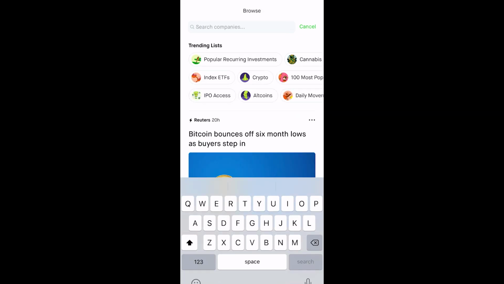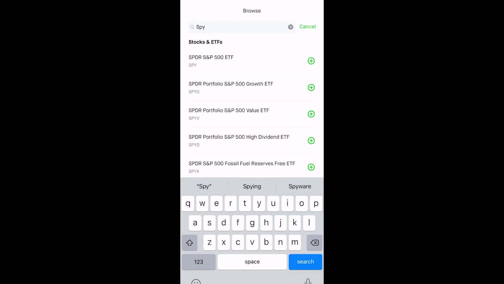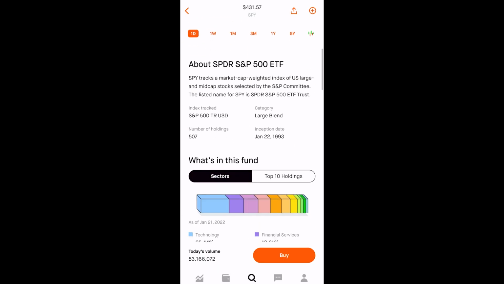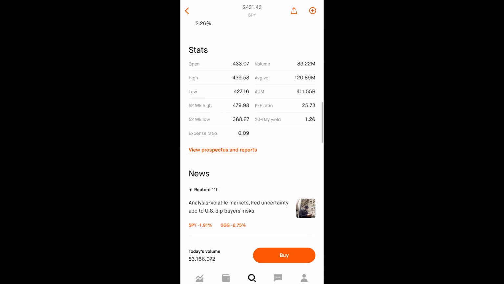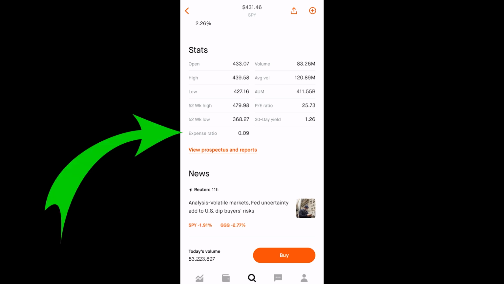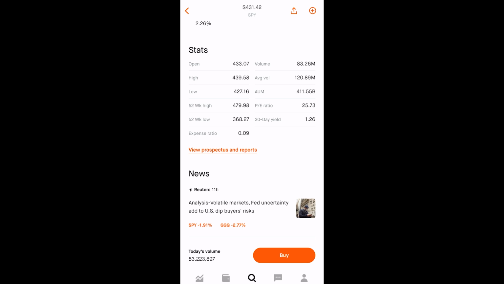So we're going to look up SPY. This is the Spider S&P 500 ETF. Now, if we just scroll down to the exact same thing, you can see that their expense ratio is 0.09. So if you compare their returns versus Vanguard's returns, then you can actually compare if that expense ratio is worth paying with them or not based on the returns that they're getting.